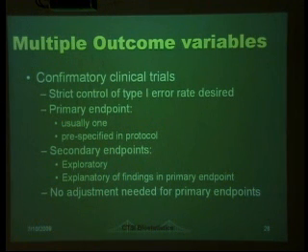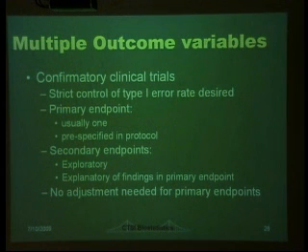In particular, multiple outcome variables are sometimes dealt with in confirmatory clinical trials in which you want strict control of the type 1 error rate. Now, oftentimes in confirmatory clinical trials, the strategy is a little bit different here. At that point, in many cases, you can specify a primary endpoint that you want to focus on in that trial. There's usually one of them.